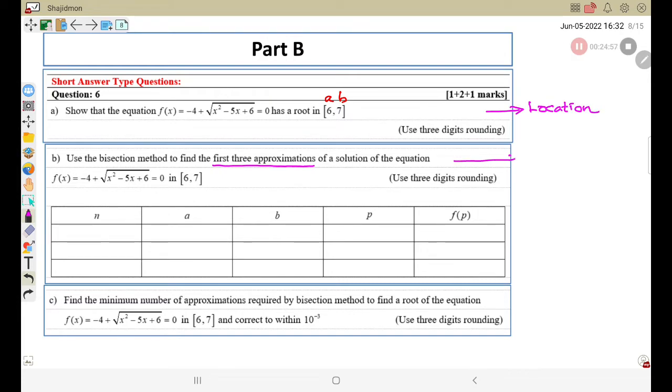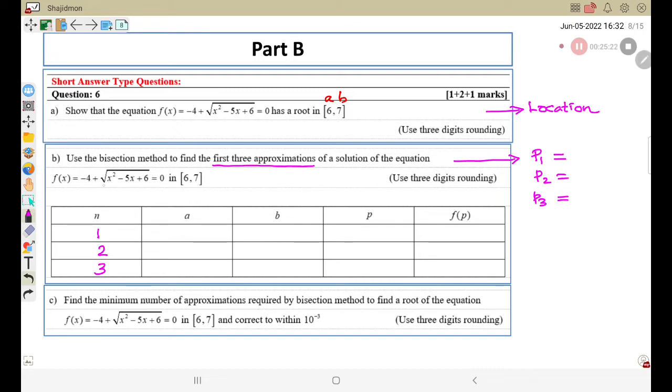Now here we need to calculate what P1, P2 and P3 are. This is the second part of the question, so now we will start this second part. N means 1, 2 and 3: first approximation, second approximation and third approximation, P1, P2 and P3. So let's start the question.